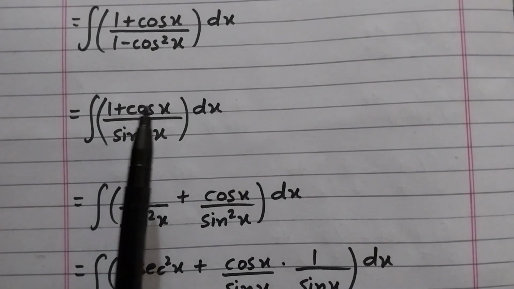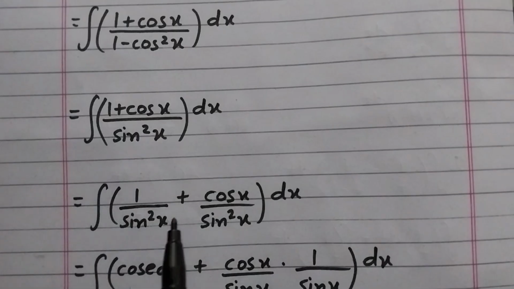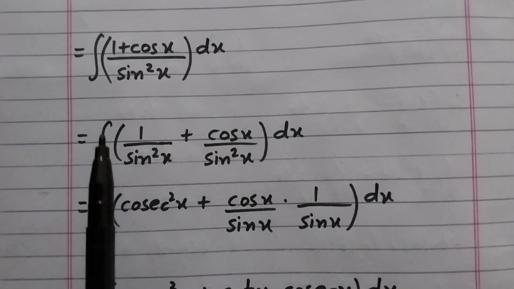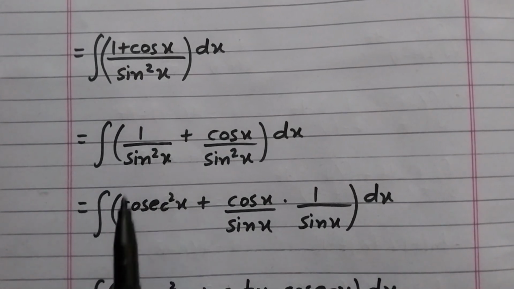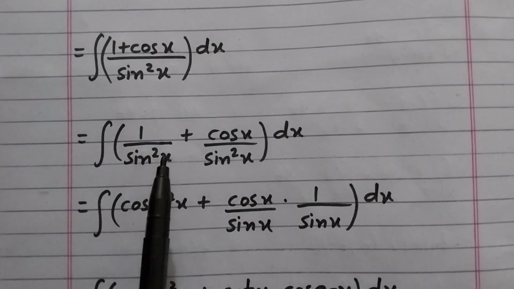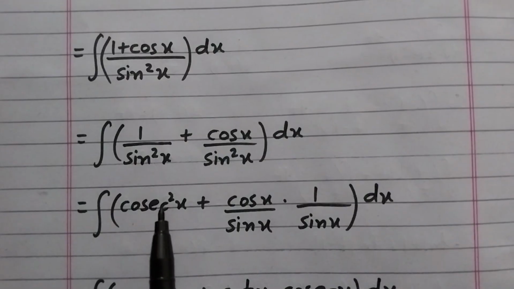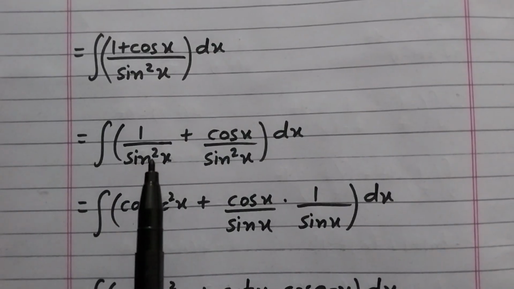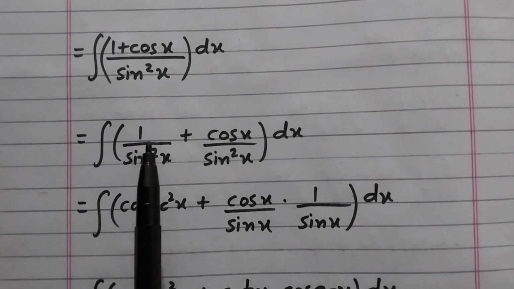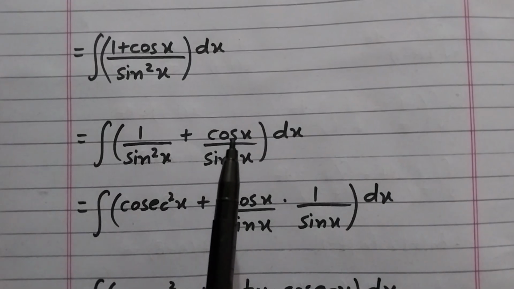We can break this numerator because it has two terms, and write 1 over sine squared x plus cos x over sine squared x. If we take the LCM of these two terms, we get the same thing, 1 plus cos x over sine squared x. Now 1 over sine is cosecant, so 1 over sine squared x is cosecant squared x, plus cos x over sine squared x.